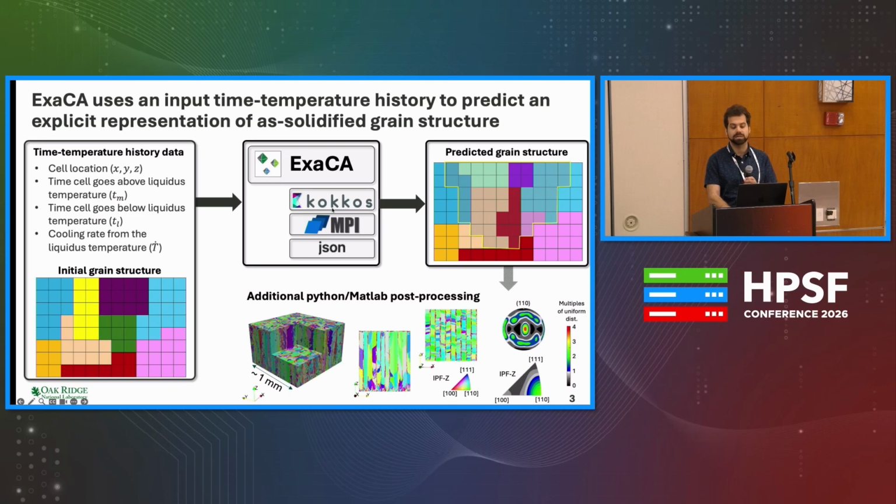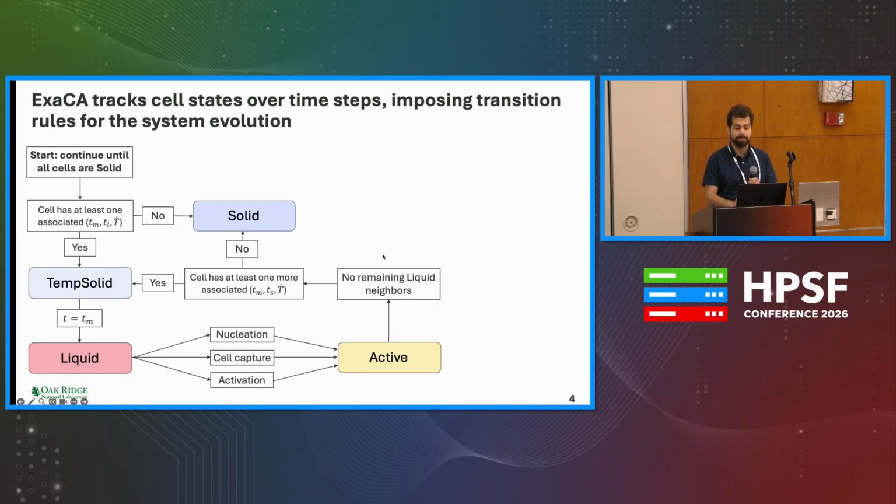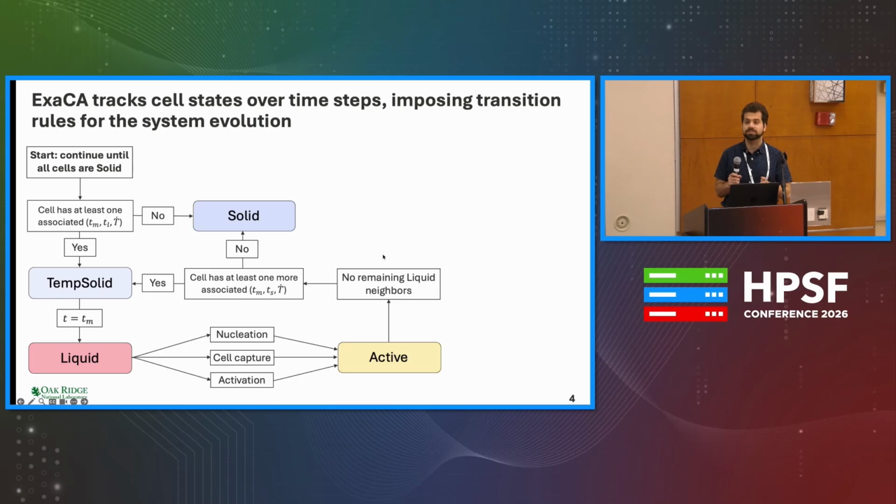ExaCA uses Kokkos for parallelization as well as MPI and the JSON library, but those are its only dependencies other than CMake. There's additional post-processing you could do. I won't get into that. But the core of what ExaCA is doing is here.